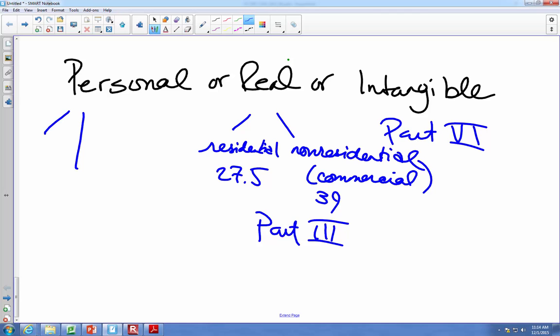And there's lots of things that can happen to this. They can be section 179 that we looked at up in part 1. So that's part 1, right?